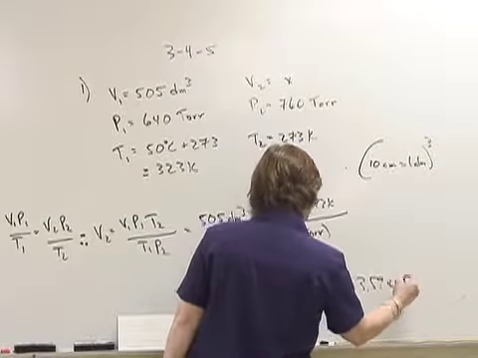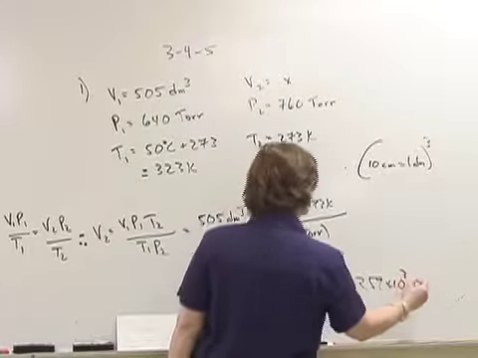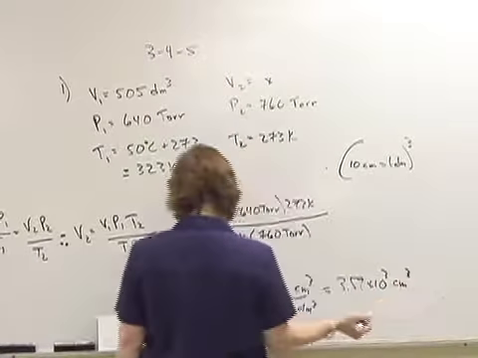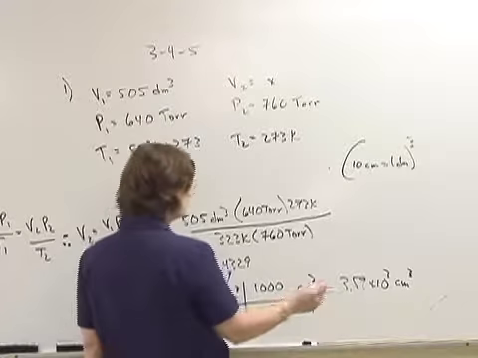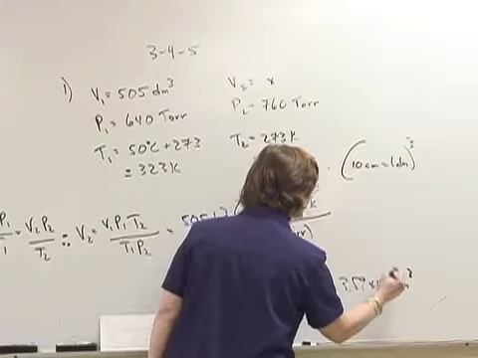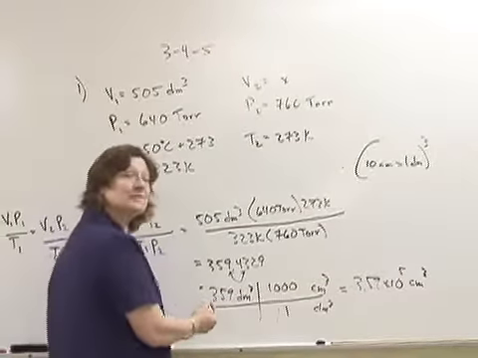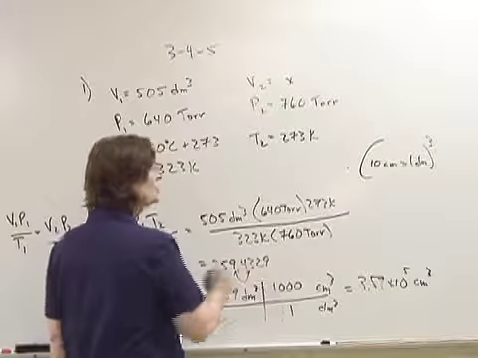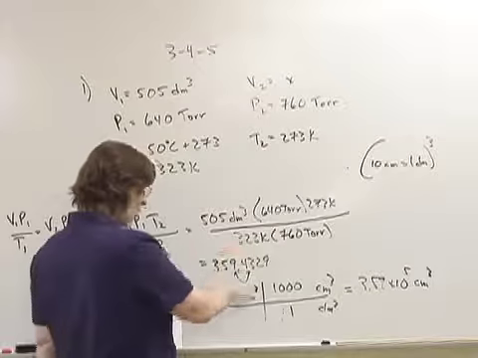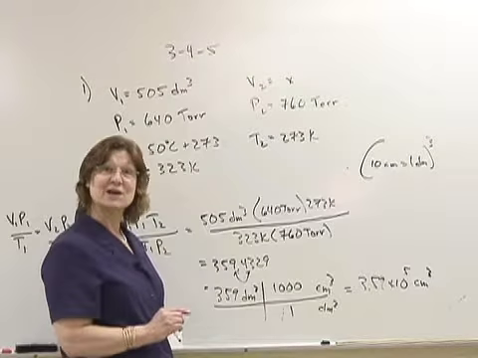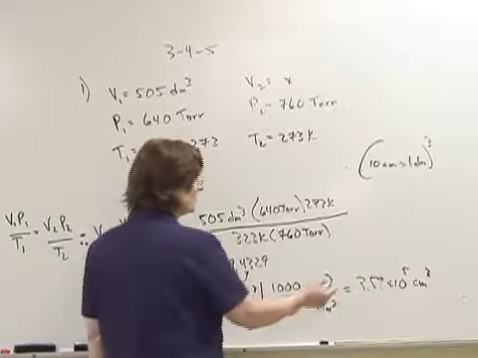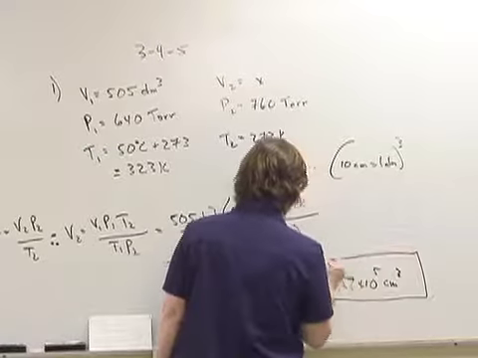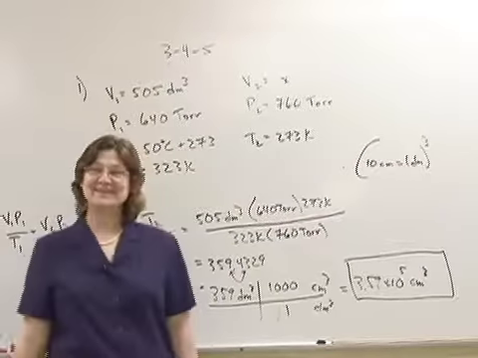3.59 times 10 to the third centimeters cubed. Oh, to the fifth, because this number is the same as 3.59 times 10 to the second, and 2 plus 3 is 5. Always double check our math and make sure we're coming up with the right number. And that would be my final answer for number one.